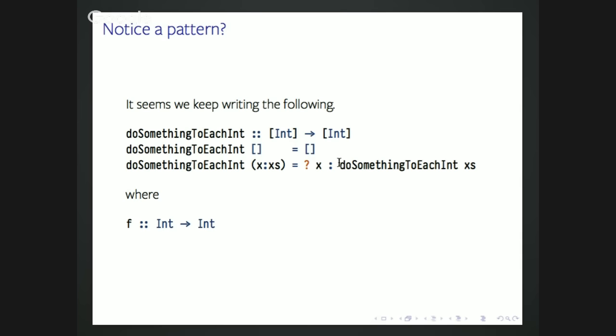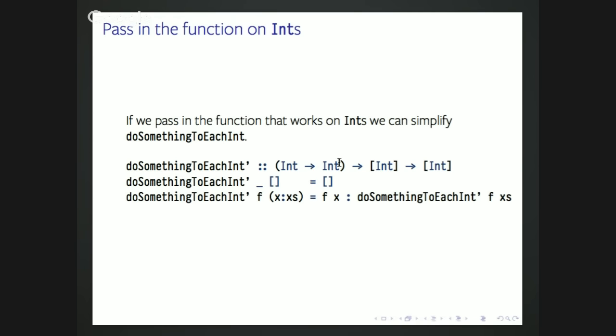But we can write this in actual Haskell code by making our function take in a function. So here we have, and you'll need the parentheses for this, "do something to each integer," where the first part is a function that goes from integers to integers, and then we're taking in a list of integers, and finally returning a list of integers.